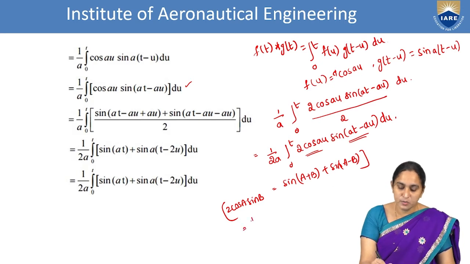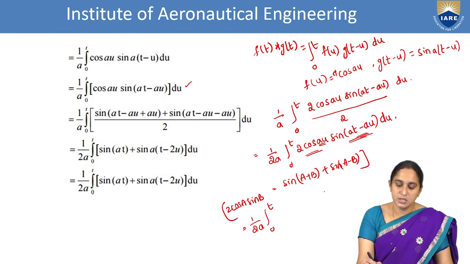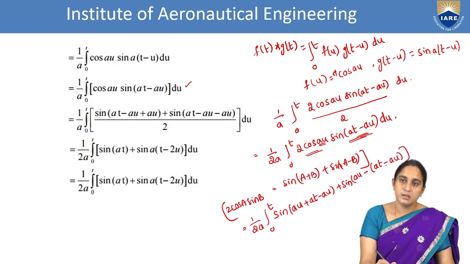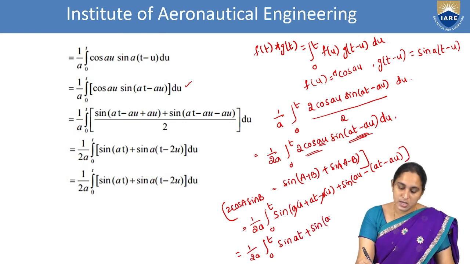That is equal to 1 by 2a into integral 0 to t, sin(A plus B). Here, what is A? A is au. And what is B? B is a(t minus u). That is sin of au plus a(t minus u) plus sin(A minus B), that is au minus a(t minus u). That is equal to 1 by 2a integral 0 to t, here minus au plus au cancel, that is sin at, plus sin of au minus at plus au into du.